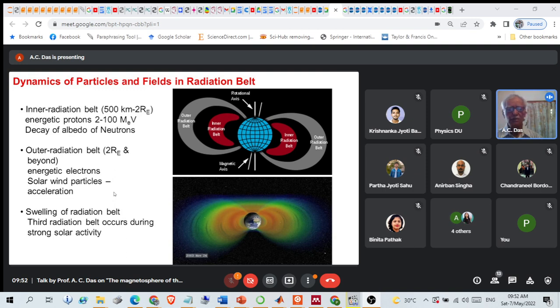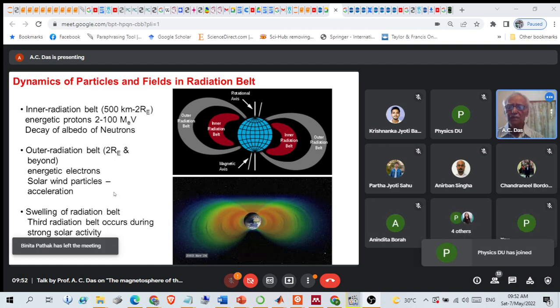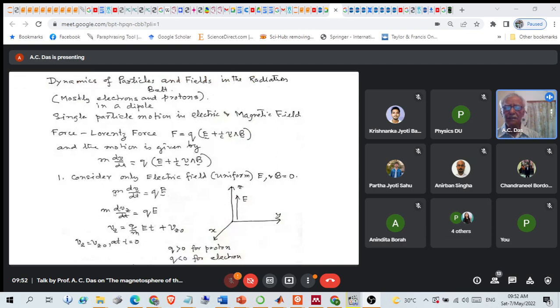Now, of course, you have learned the general particle motion in presence of magnetic field and electric field, but I would like to make a quick revision of that so that we remember all these things again slowly. Now, this is the simplest case.